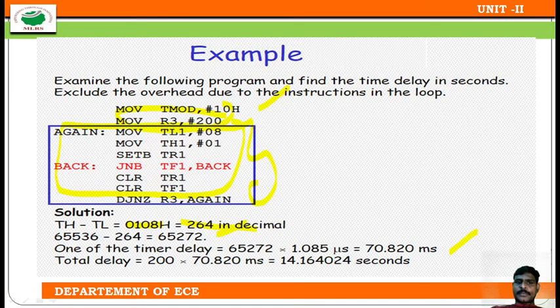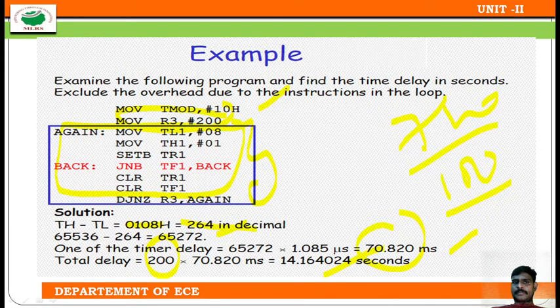But this loop is repeating 200 times so that I can get 14 seconds of delay. So you need to choose it in such a way that, if I repeat it, suppose 70.820 milliseconds is being generated and I want a delay of only 7 seconds, I divide by 7 so that I'll get 100. So by default, I repeat that loop 100 times.